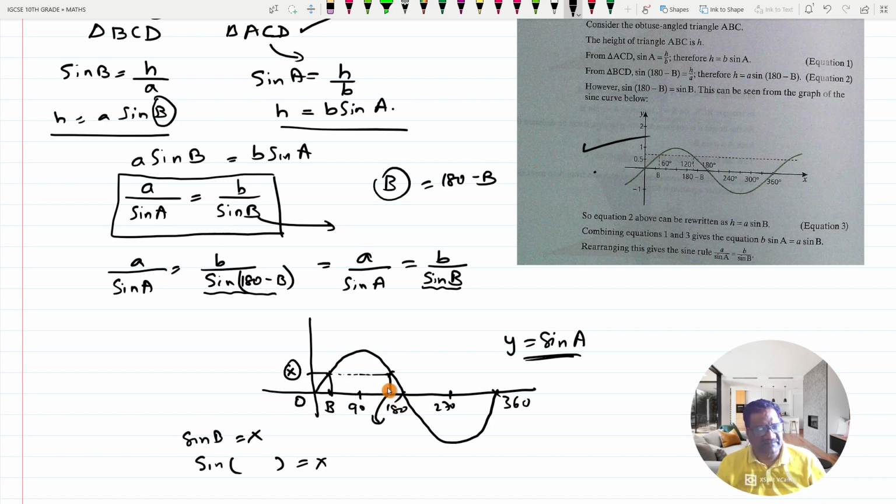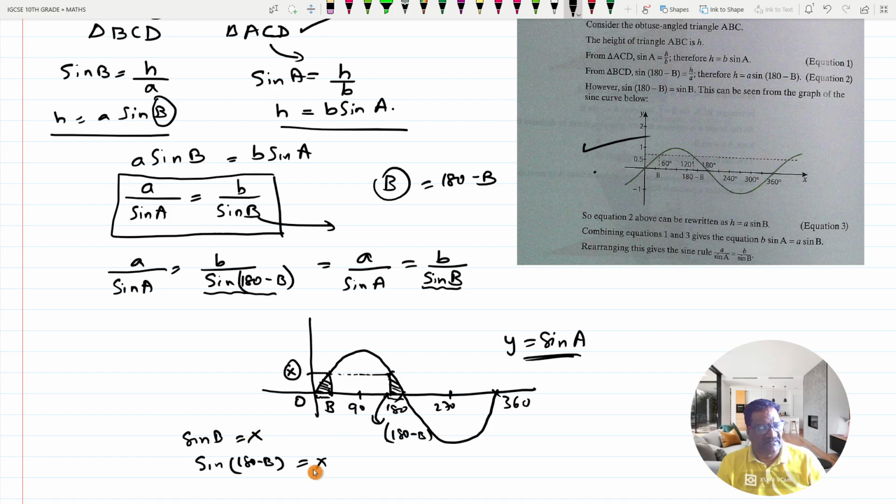Now if you see by symmetry, can you see this triangle and this triangle, the shaded triangle? Can't you see that both are similar, exactly the same? Okay, so this particular distance and this distance will be same. Now this is from 0 to B, so this is distance B or angle B, so this has to be 180 minus B. Okay, this distance will be 180 minus B. So can I write here 180 minus B? So sine of 180 minus B is also x.